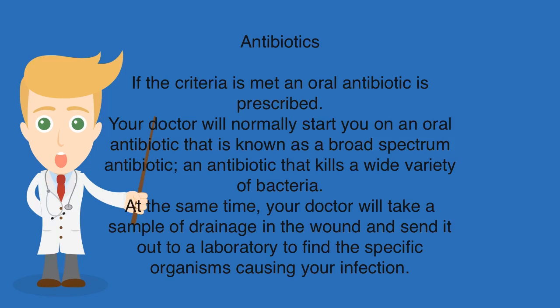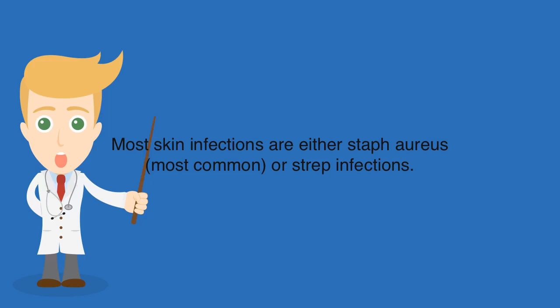Antibiotics. If the criteria are met, an oral antibiotic is prescribed. Your doctor will normally start you on an oral antibiotic that is known as a broad-spectrum antibiotic, an antibiotic that kills a wide variety of bacteria. At the same time, your doctor will take a sample of drainage in the wound and send it out to a laboratory to find the specific organisms causing your infection. Most skin infections are either Staph aureus, most common, or strep infections.